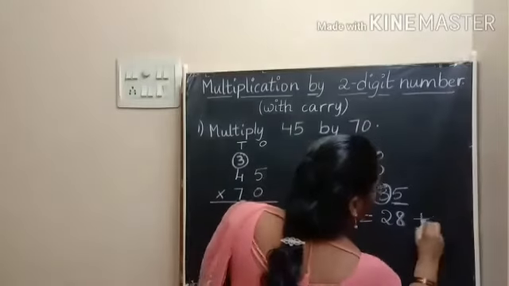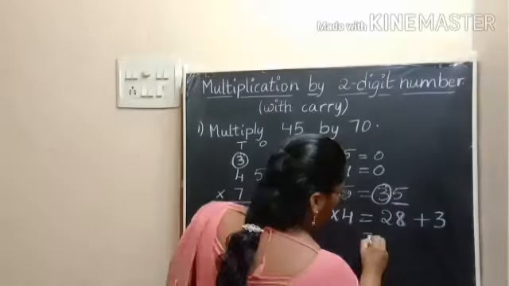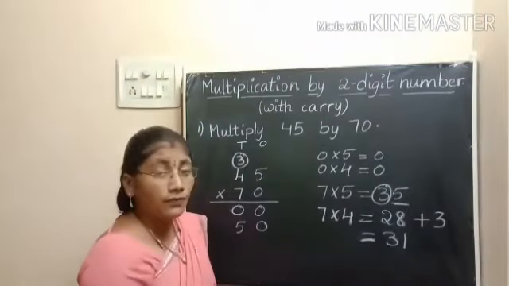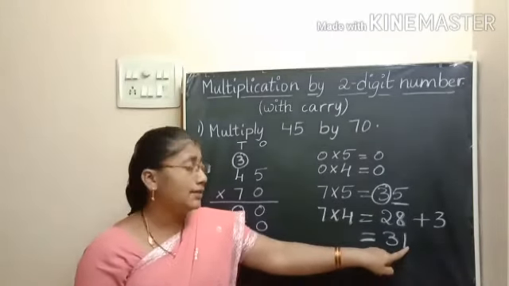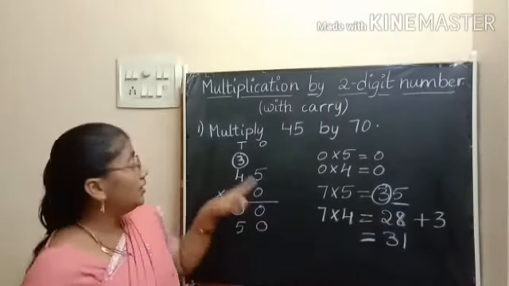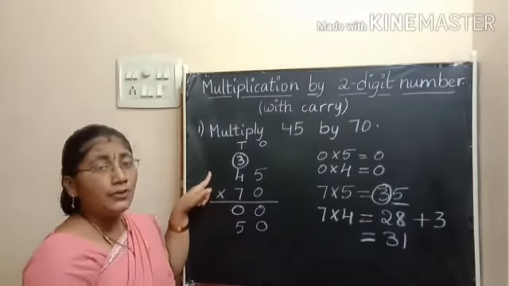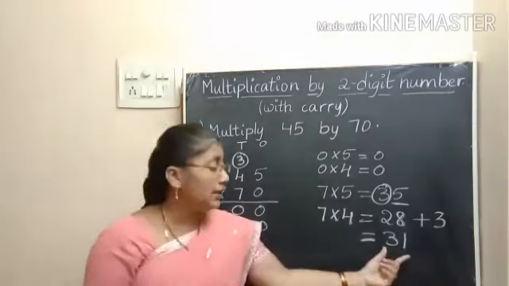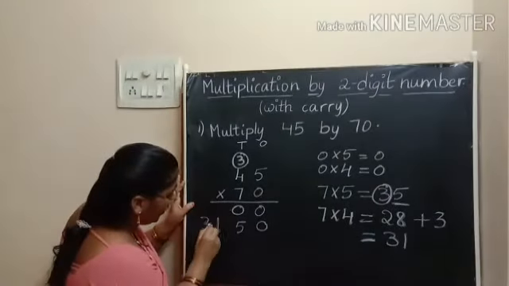Add 3 here. By adding 28 and 3, we get 31. How many digits are here? 2 digits. Actually, we have to write the right side digit here and the left side digit as carry. But here, nothing is there to multiply. Here, we don't have any digit to multiply. That's why we can write 31 directly here. Understood? So, write 1 and 3 here only.